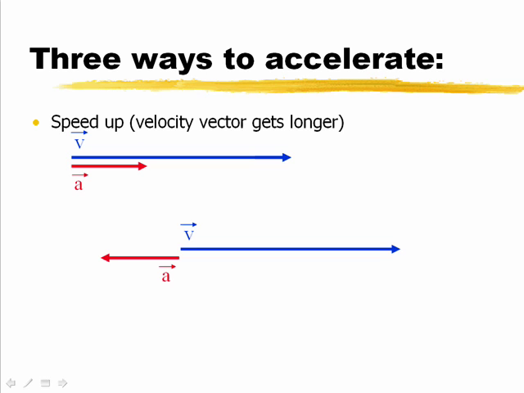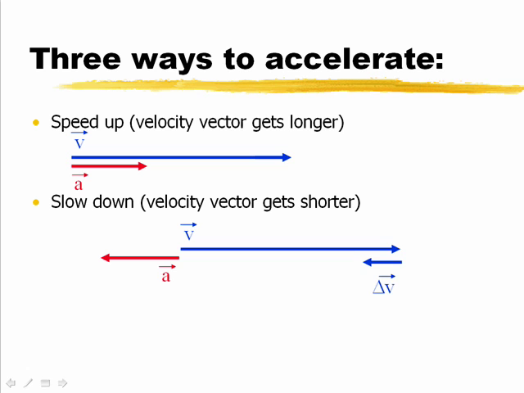The other possible way of accelerating is to slow down. In this case, the acceleration vector is opposite the direction of the velocity vector, meaning that every instant that goes by, we're adding a change vector in the opposite direction, causing the velocity vector to get shorter and shorter.